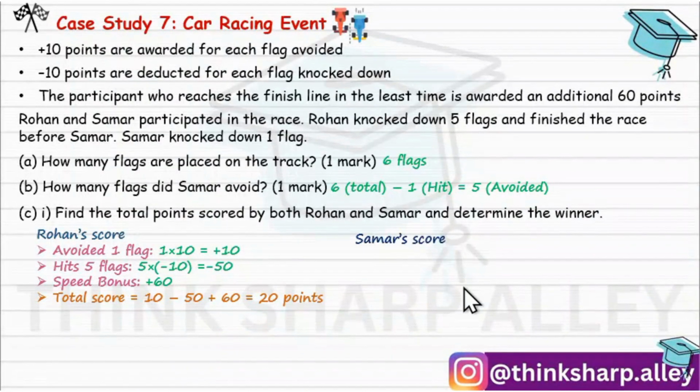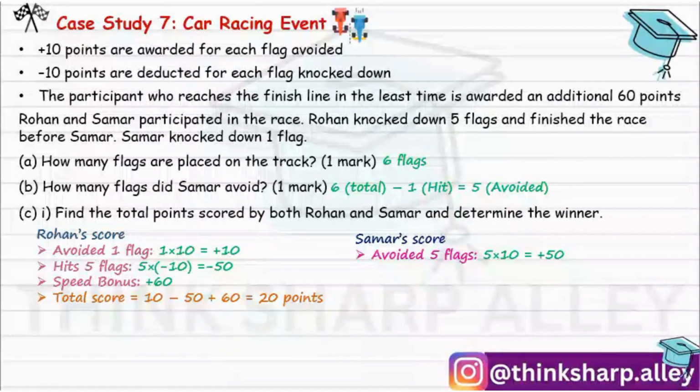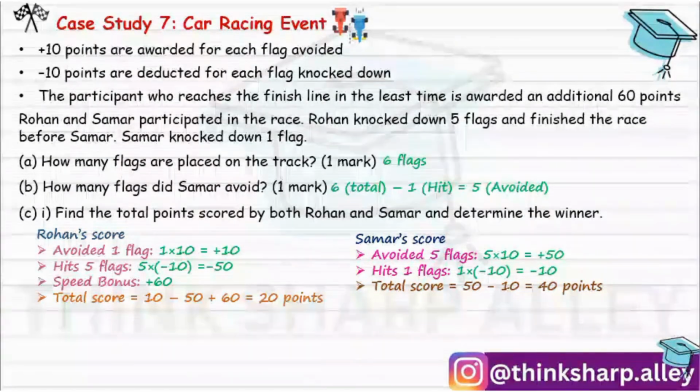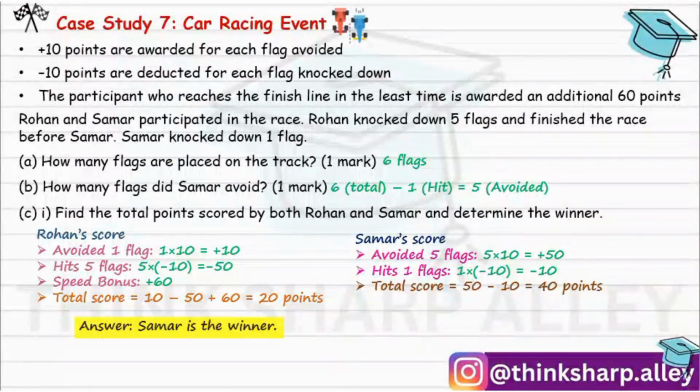Now, Samar's score. Samar was slower, so no bonus, but he was a very careful driver. He has avoided 5 flags, so 5 into 10, plus 50 points. He has hit only 1 flag, which means 1 into minus 10 points. So his total score is 50 minus 10, which is 40 points. So here clearly Samar is the winner with 40 points, even though he was slower than Rohan.